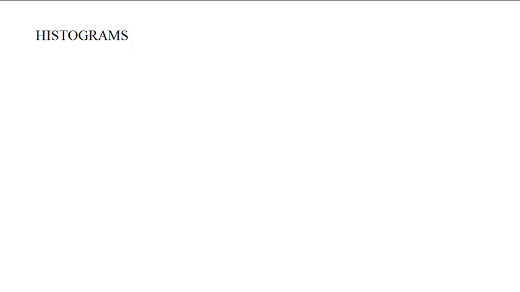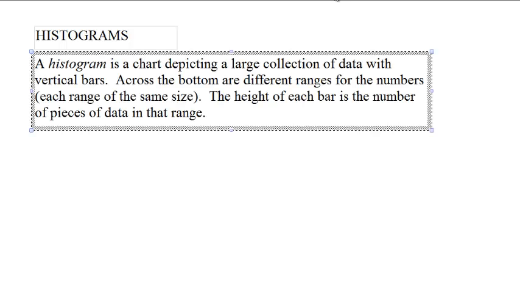Okay, the last topic of today is histograms. A histogram is a chart depicting a large collection of data with vertical bars. Across the bottom of the chart are the different ranges for the numbers, each range of the same size, and the height of each bar is the number of pieces of data in that range.